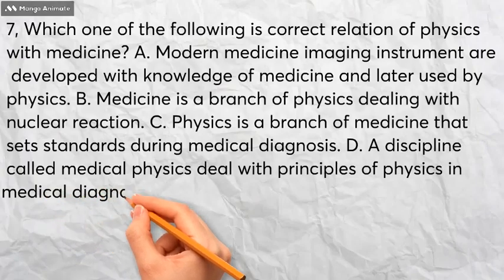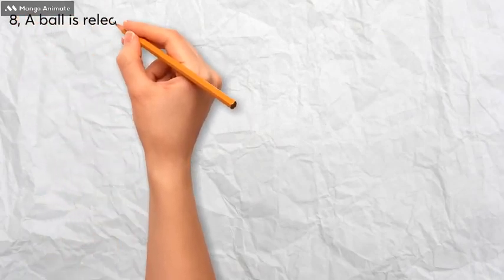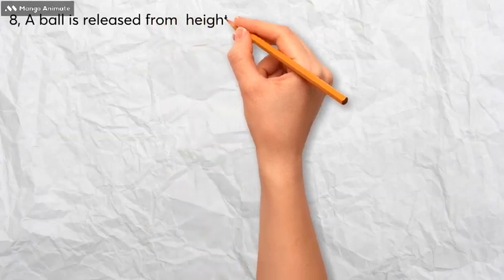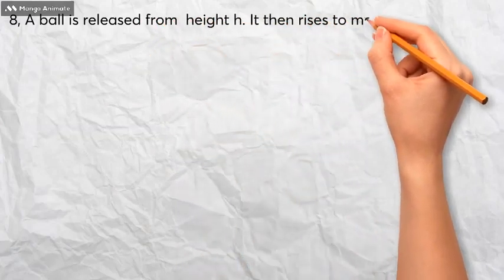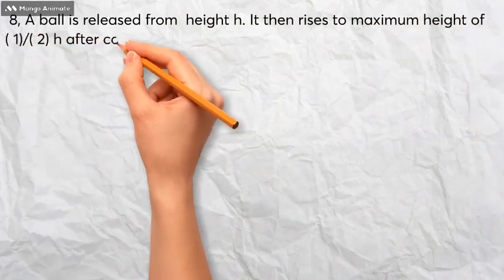Question number 8. A ball is released from height h. It then rises to maximum height of 1/2 h after collision with the ground. Neglecting air resistance, which one of the following statement is correct about the ball's mechanical energy?